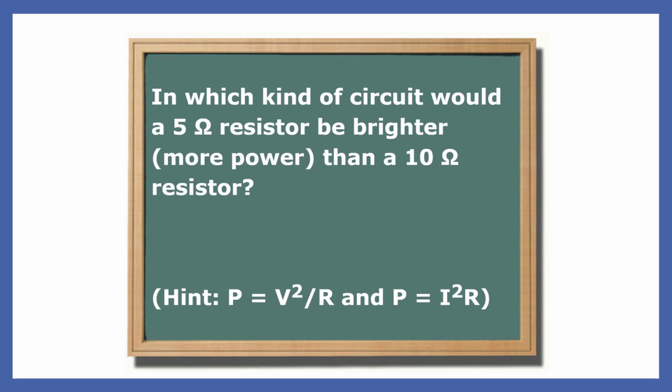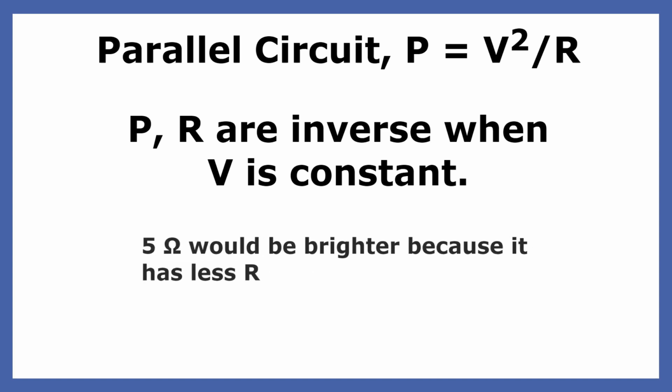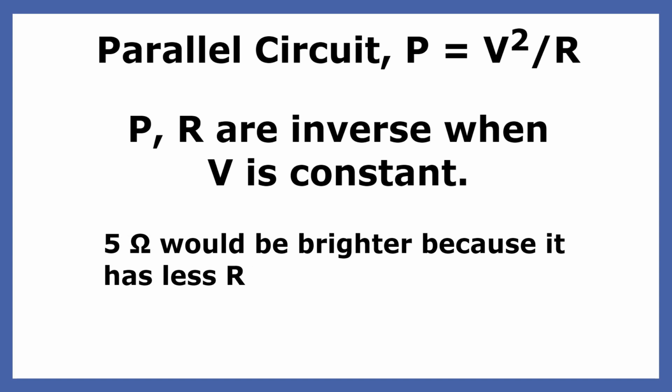Let's see if you can apply what you just learned. In which kind of circuit would a 5 ohm resistor be brighter, more powerful, than a 10 ohm resistor? Well, in the example, the brighter light bulb had the smaller resistance. That's an inverse relationship. Now, once again, if the 5 ohm resistor is brighter, then there must be an inverse relationship, and the voltage of each component must be the same. This means that the two components could very likely be connected in parallel.